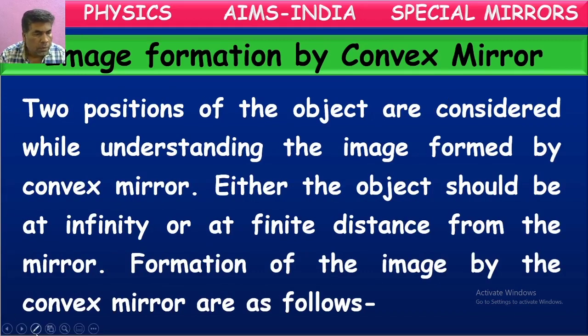Okay, children. So here let's learn about image formation by convex mirror. In the case of a convex mirror, we will consider only two cases: the object may be at infinity, or the object may be at a finite distance. Let's see all the cases so that you can understand why we are taking only two cases.